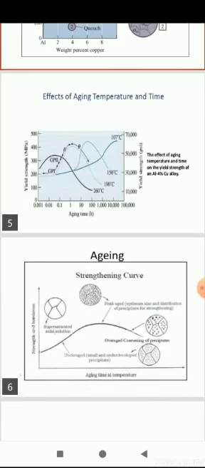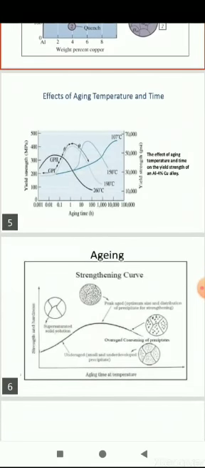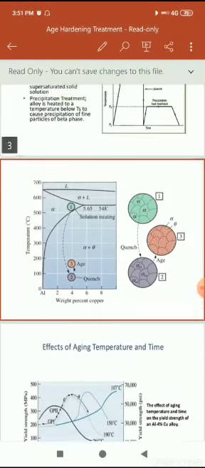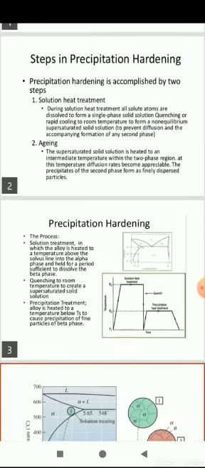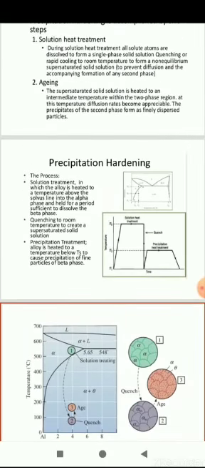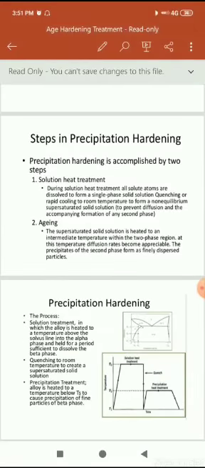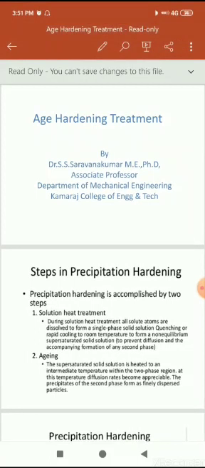This is a very significant question. Most of the time it is repeated in Anna University examinations. So don't forget: before going to the preparation, choose this topic, the age hardening mechanism or age hardening treatments. All the best. Thank you.